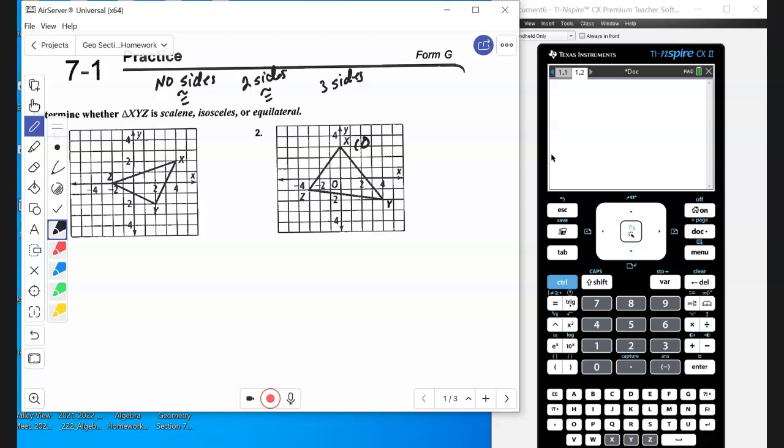So this is (0, 3). This one is (4, -2). And this is (-3, -1). So I'm going to find the distance.